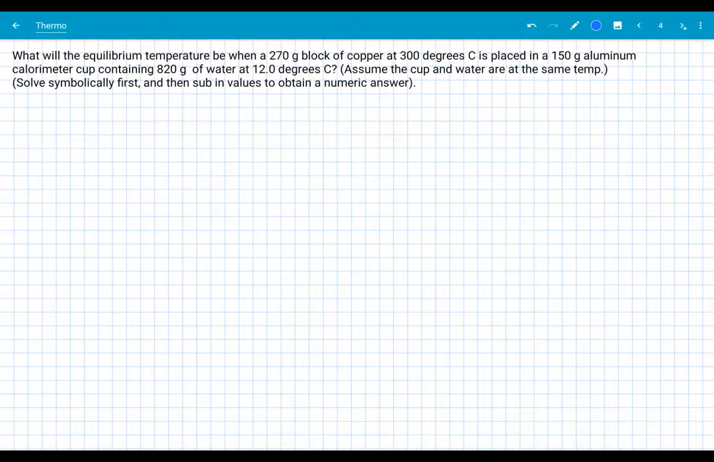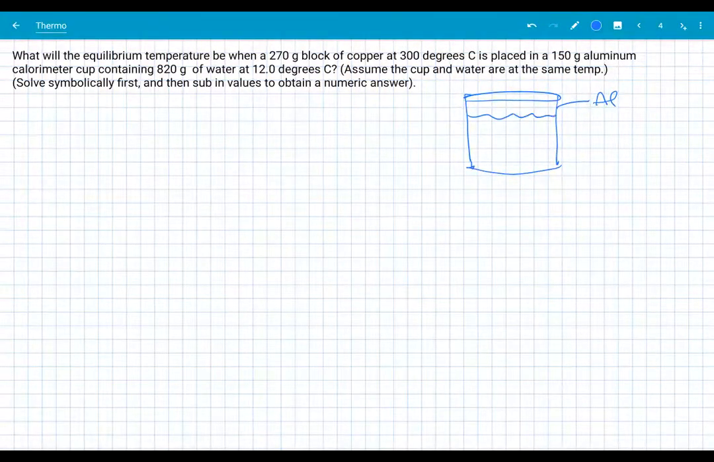Okay, we have a fairly classic calorimetry problem here. What we have is a block of copper at a certain temperature dropped into an aluminum calorimeter cup that's containing some water. So think about like we have this aluminum calorimeter cup, and there's some amount of water inside the cup, and then there's a block of copper. This is water. So those are our three materials there.